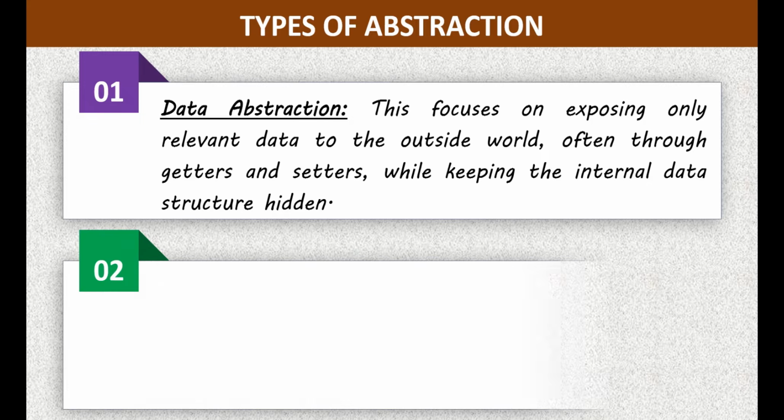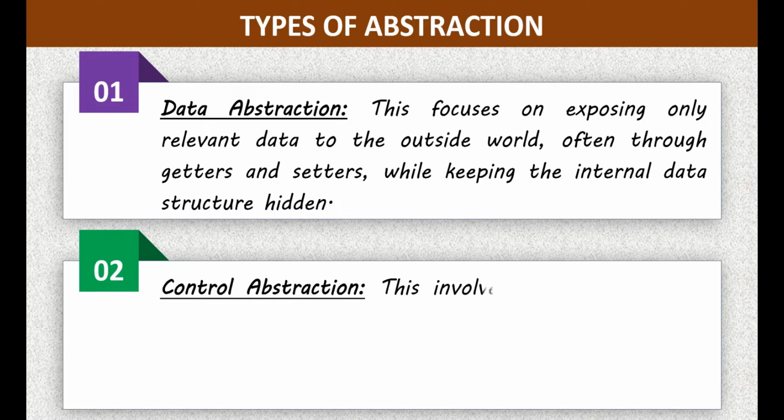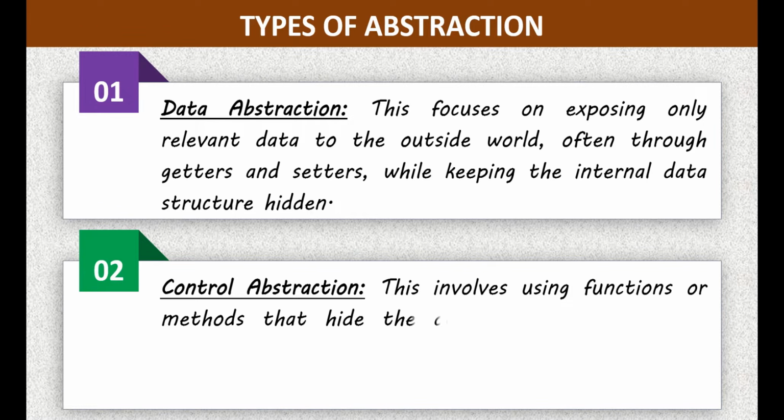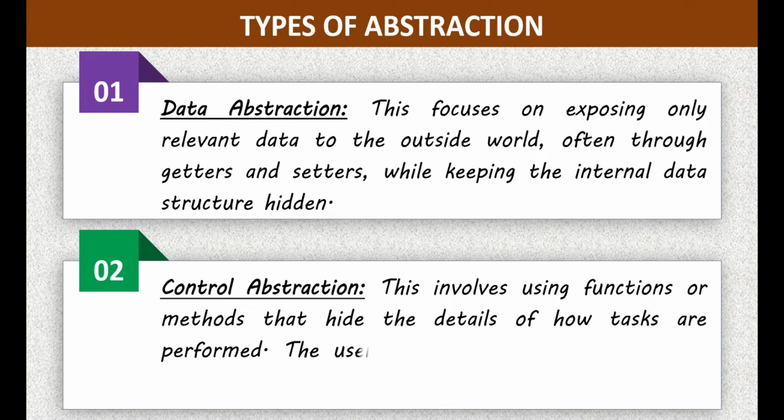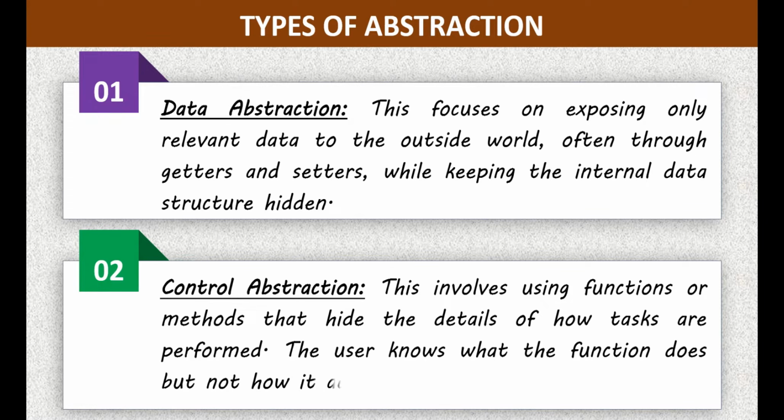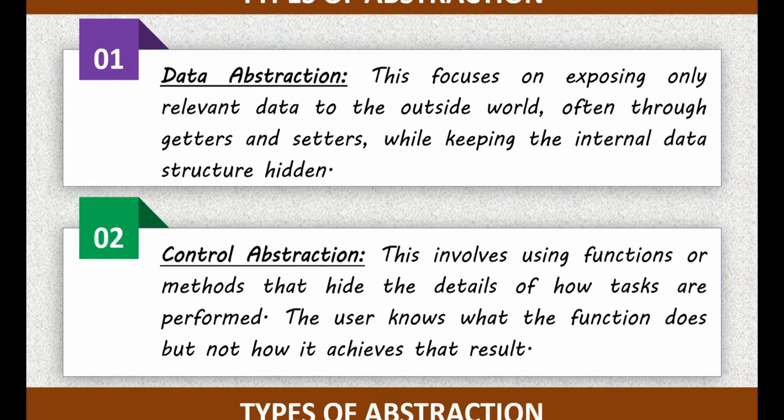Now we see the second type, control abstraction. This involves using functions or methods that hide the details of how tasks are performed. The user knows what the function does, but not how it achieves that result. What is control abstraction? See it in an example.